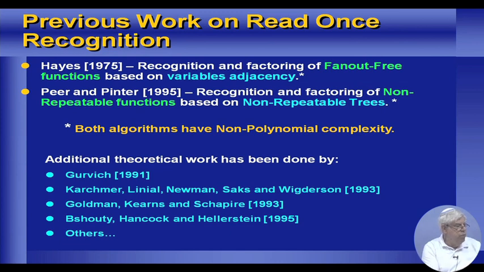Let me just say something about the previous work on this problem. In 1975, you have the first paper on this, and 20 years later, another paper on it. I don't think that Peer and Pinter knew about Hayes in the first place, but they have different techniques, and both of them give algorithms which are exponential in complexity. There was additional work done on the theoretical mathematical side, those characterizations.